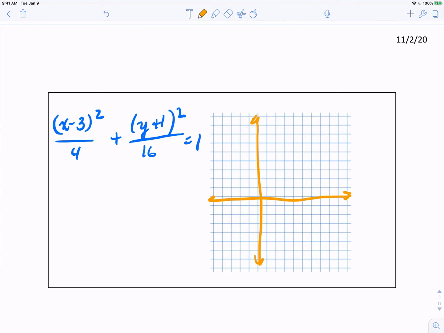Okay, let's check. Hopefully you said the center was x minus what? 3. Y minus what? -1. So this ellipse is going to be centered at 3, -1. Okay, go ahead and see if you can fill out the x direction, then the y direction, and this time let's see if we can find the coordinates of the foci.